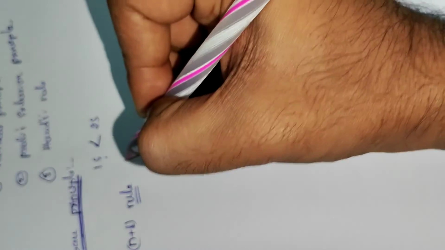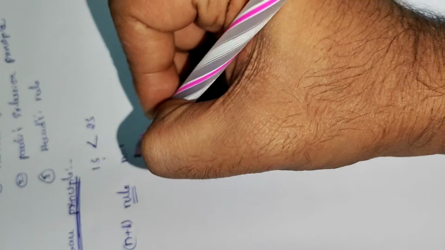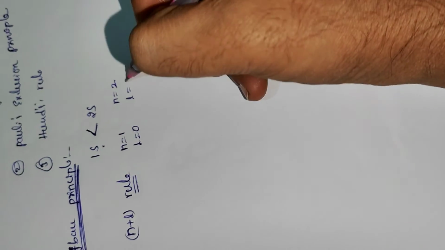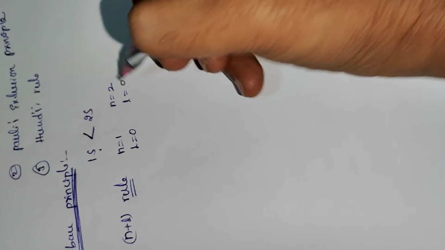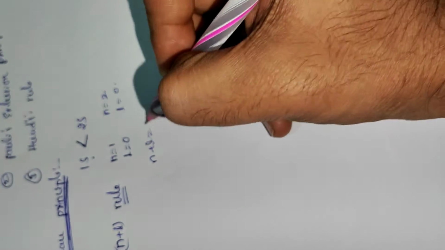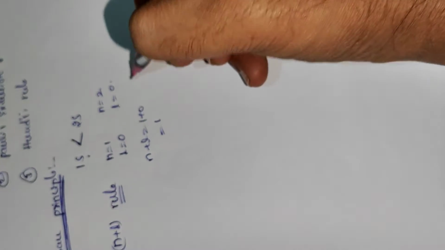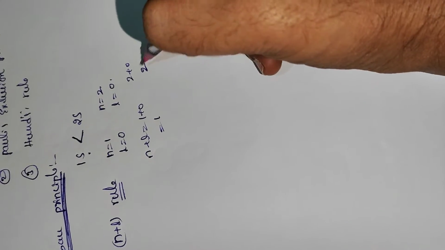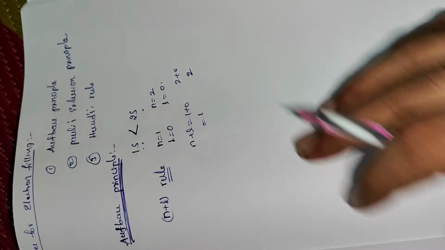In 1s, n value is 1, l value is 0. In 2s, n value is 2, l value is 0. According to n plus l, we get 1 plus 0, here 1. Here 2 plus 0, we get 2. That means the higher value means higher energy than this one. That means first electrons enter into the lowest energy orbital.